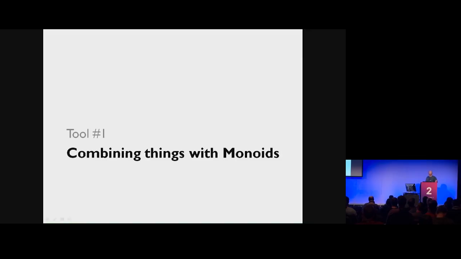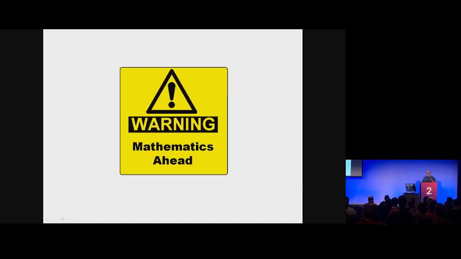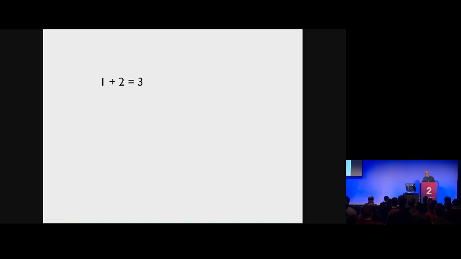Right, so let's look at tool number one. Tool number one is monoids, okay? That's not the number one tool, it's the first tool that I'm going to be talking about. And there's going to be some mathematics here, so I hope this won't put you off. If you're scared of mathematics, then let's see. So this is the first piece of mathematics. And this is the second piece of mathematics. And this is the third piece of mathematics. So this is all the mathematics I'm going to use. So if you can understand this, you're all right.